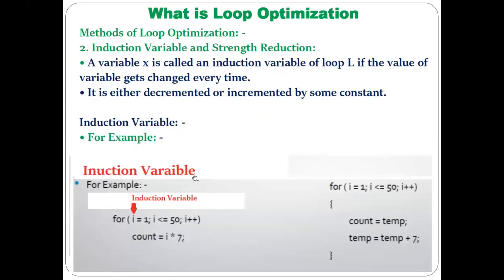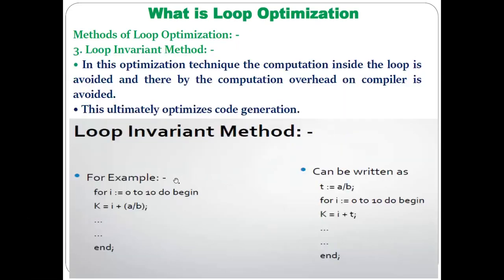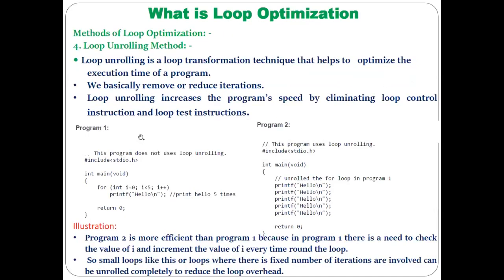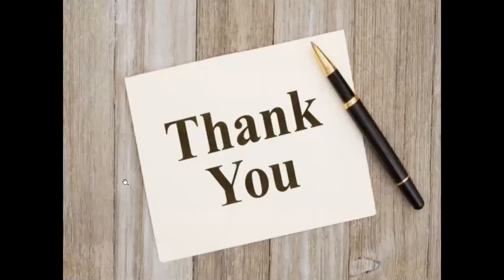Then induction variable and strength reduction, where the compiler replaces the high strength operator with the less strength operator. Then we have the loop invariant method, where we move the loop invariant code outside the inner loop so that the computation overhead gets reduced. Then loop unrolling, where we try to reduce or remove the loop completely if a small number of iterations are there. And loop jamming, lastly, where we combine two or more loops into a single loop if it is possible. So this is all about the loop optimization techniques.